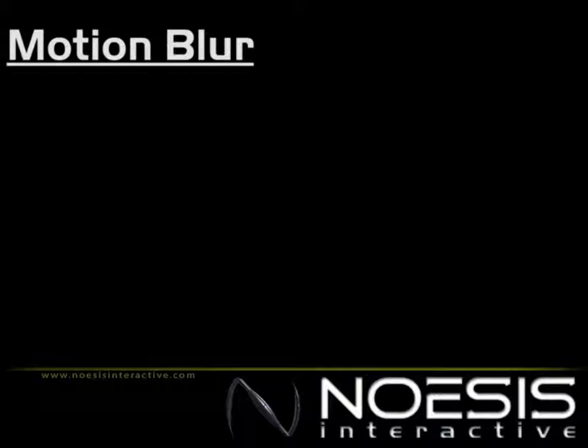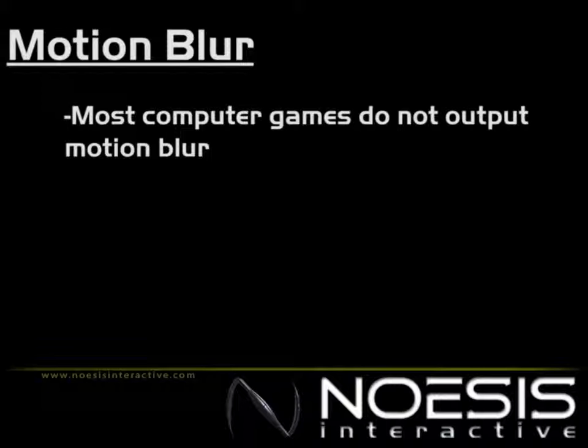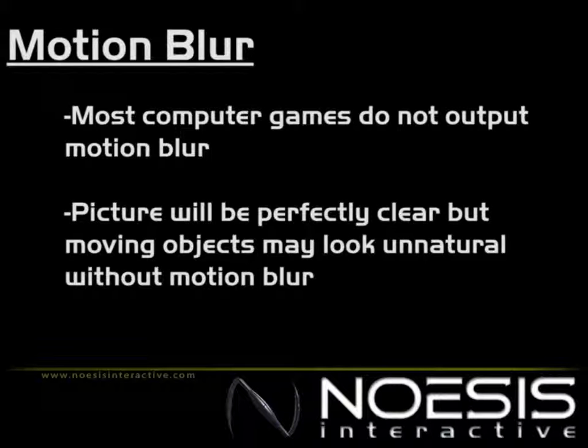Now the problem with this is that most computer games output the footage with no blur whatsoever. It would be like if you had a camera with a shutter speed of 0 milliseconds. Now the upside to this is that you'll get a perfectly clear picture in every single frame, but it also means that moving objects will look a little less natural. Now maybe you don't want motion blur in your footage. There's nothing that says you have to.